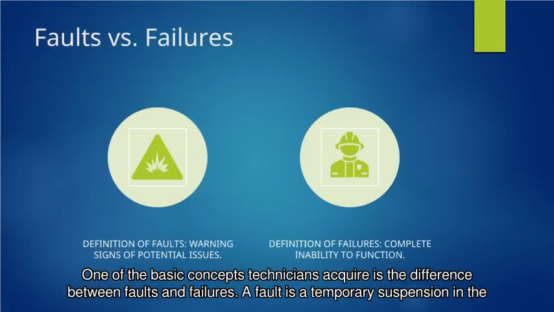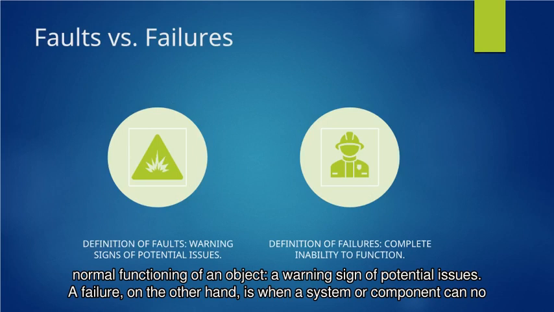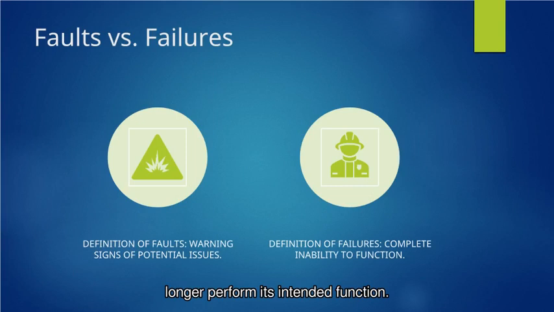One of the basic concepts technicians acquire is the difference between faults and failures. A fault is a temporary suspension in the normal functioning of an object, a warning sign of potential issues. A failure, on the other hand, is when a system or component can no longer perform its intended function.